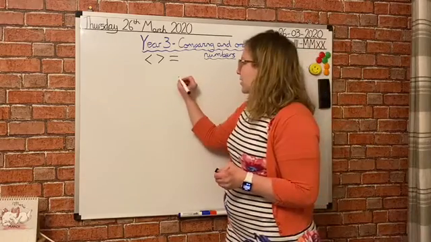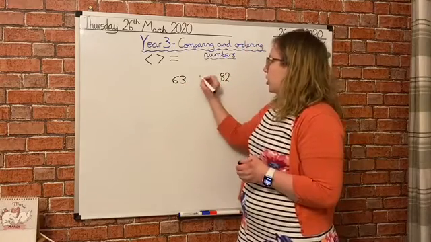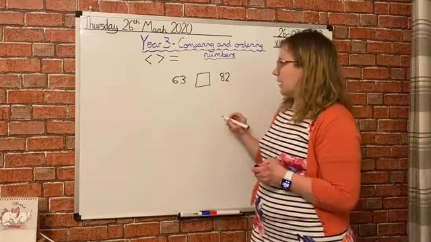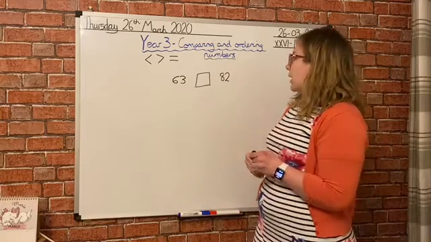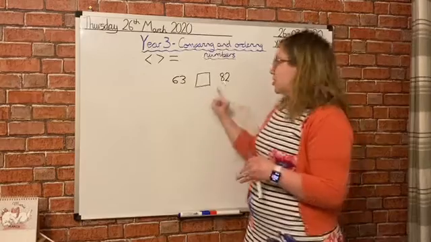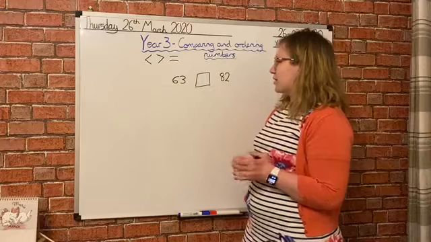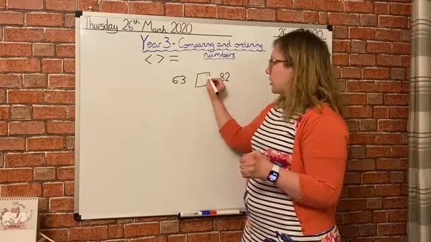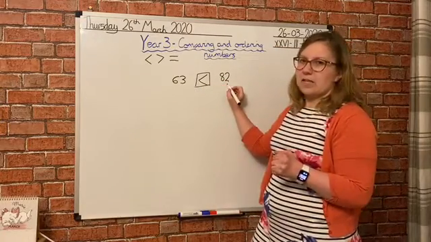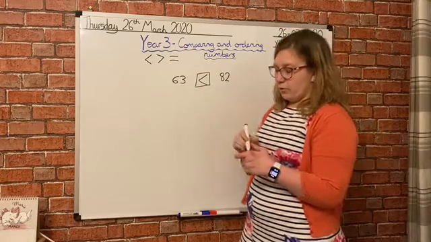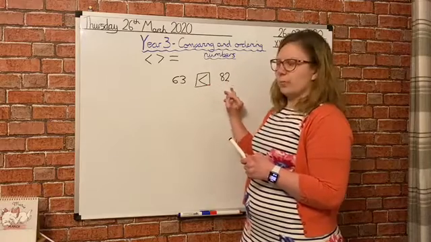If I have the number 63 and 82, I've got to choose one of these symbols to go in the middle here. Now looking at these two numbers, they're both 2-digit numbers, which means they have tens and ones. I need to go straight to looking at the tens. This number has got 6 tens and this number has got 8 tens. So I know that this is going to be the larger number, so I'm going to make sure the wider end of my symbol is facing this number. I can then read my symbol. So I've got 63 is smaller than 82.